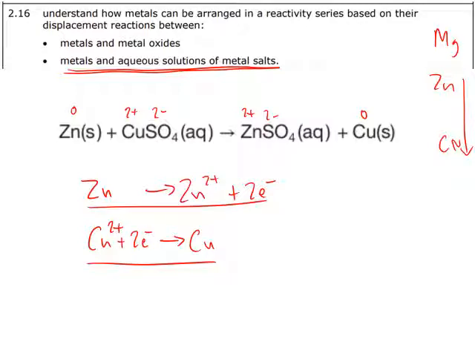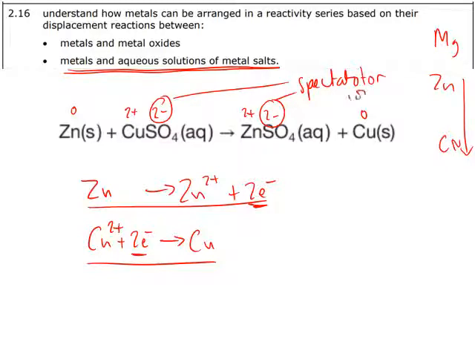Now both of your electrons need to be the same. Okay, if they weren't, then you just need to multiply one of the equations, kind of like simultaneous equations in maths. Your sulfate ions don't change charge, they stay as 2-, so they're what we call spectator ions.